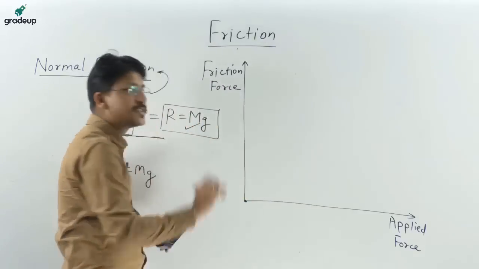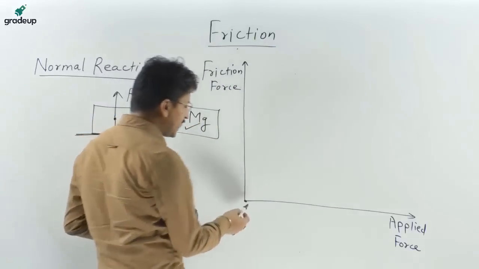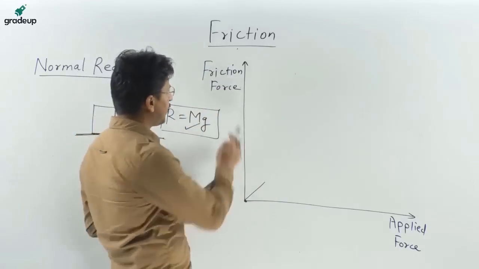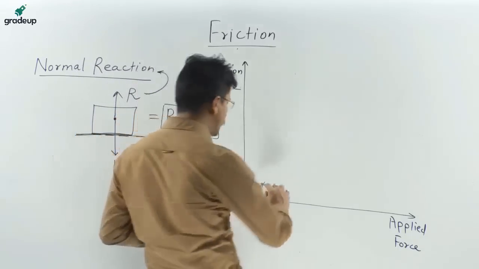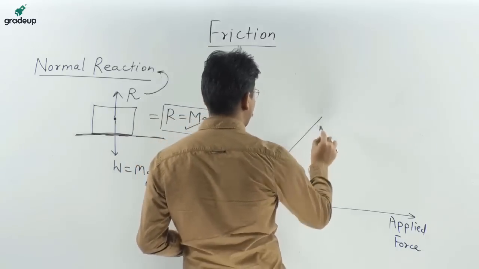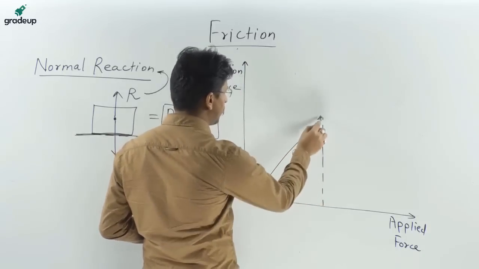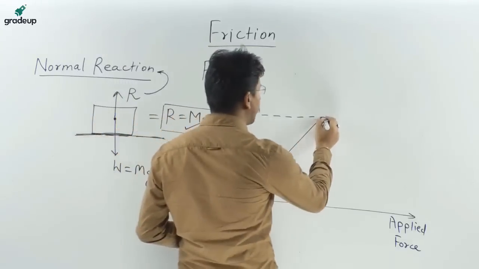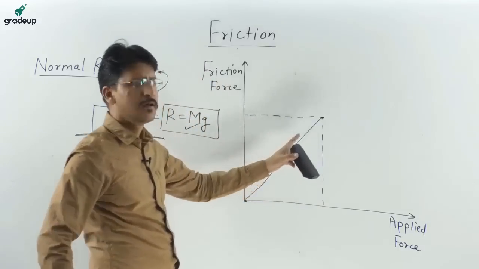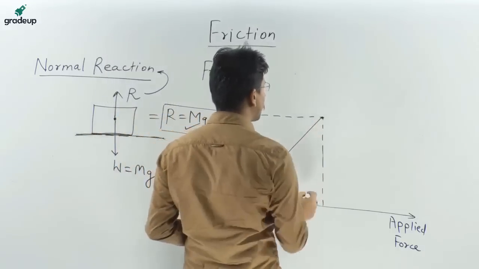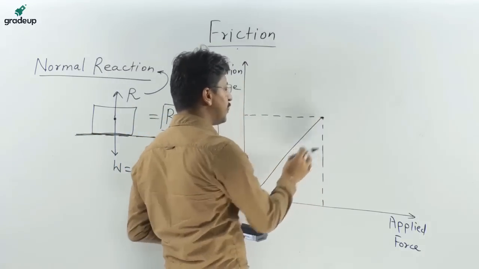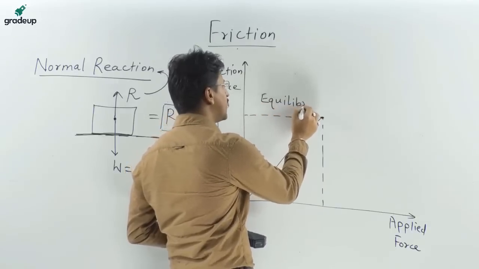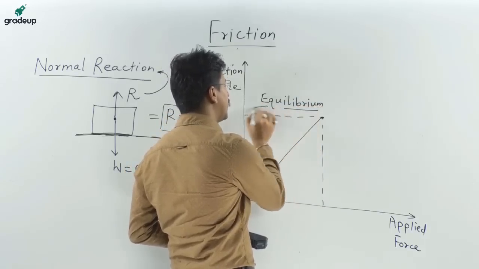Initially both the forces are 0. We start increasing the applied force. The friction force also increases up to which limit? Up to, suppose, this limit. Then the friction force has a value, meaning up till this the bodies are in equilibrium. This is the zone of equilibrium, up till which there is no motion between the bodies.